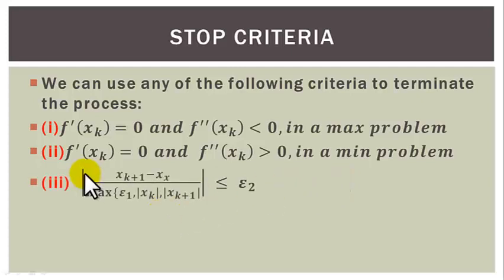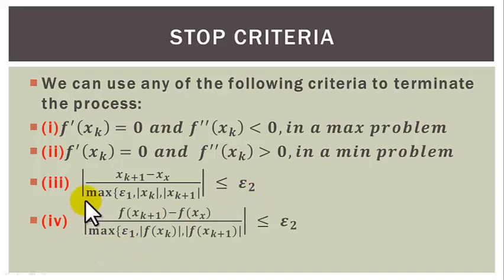3. Absolute value of xk plus 1 minus xk divided by max of epsilon 1 and absolute value of xk plus 1, less than or equal to epsilon 2. 4. Absolute value of f of xk plus 1 minus f of xk divided by max of epsilon 1 and absolute value of f of xk plus 1, less than or equal to epsilon 2.